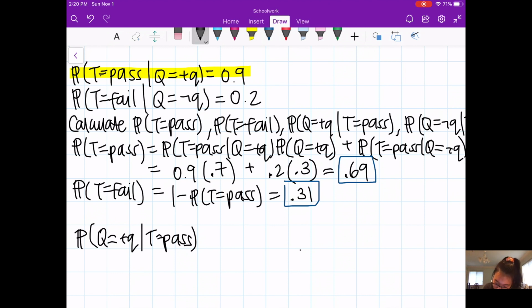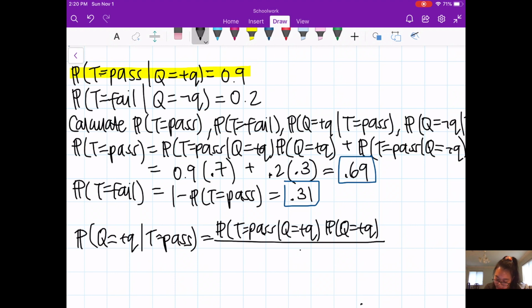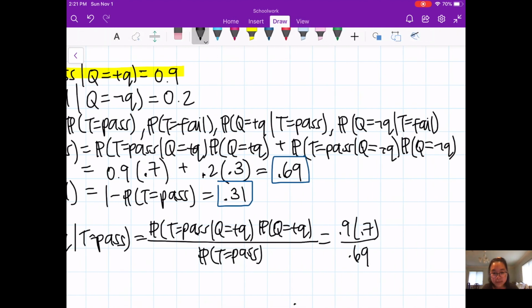So yeah, let's use that. On top we would have the probability of T equals pass given positive Q, and we would want to multiply it by the positive Q. And then the bottom will just be the probability of T equals pass, which we already have from the previous thing we just solved, so we don't need to write that out in more detail. So we plug this in, we will end up getting 0.9 times 0.7 over the 0.69 we got. So then this will be equal to approximately 0.91.